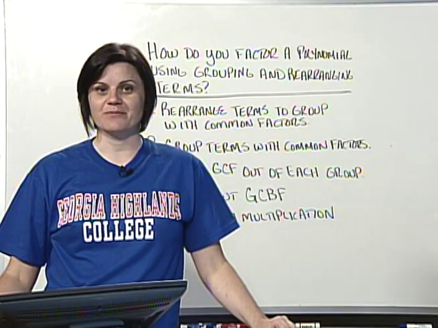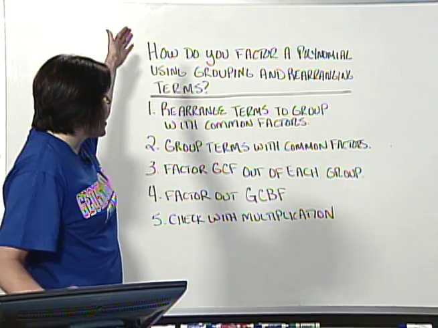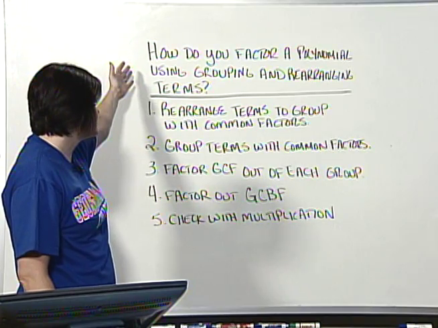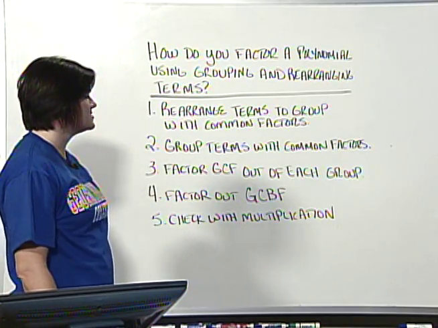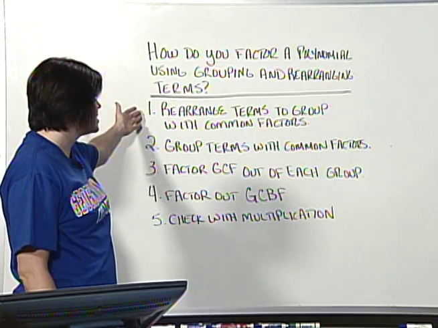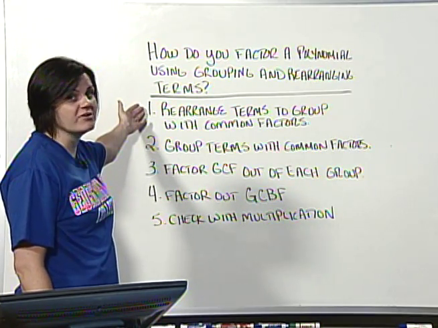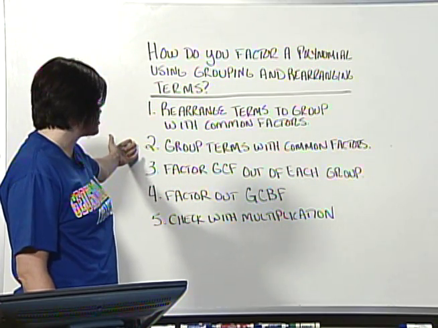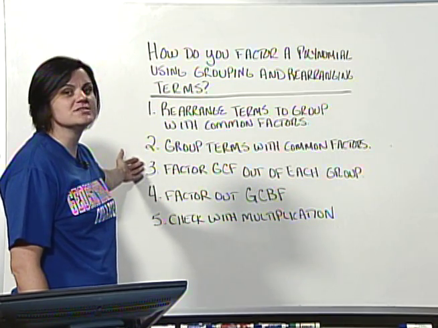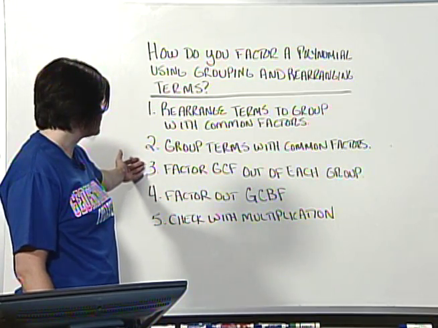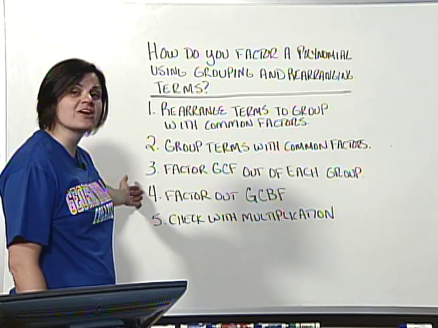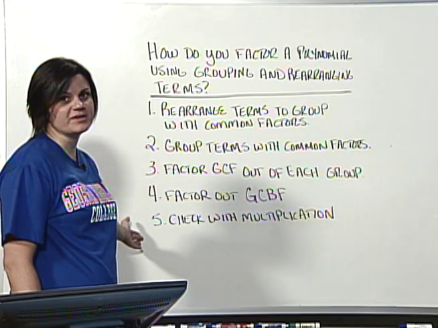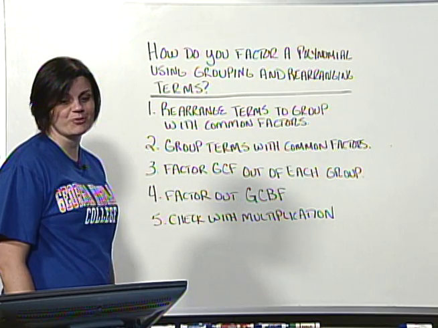In this video segment, we'll be answering the question, how do you factor a polynomial using grouping and having to rearrange the terms? Well, the first step in this process is to actually rearrange the terms so that you're matching up terms with common factors in them. Secondly, we'll group those terms with common factors, and then we'll factor the GCF out of each of those groups. Then we'll finish off by factoring out the greatest common binomial factor and checking with multiplication. Let's take a look at an example.